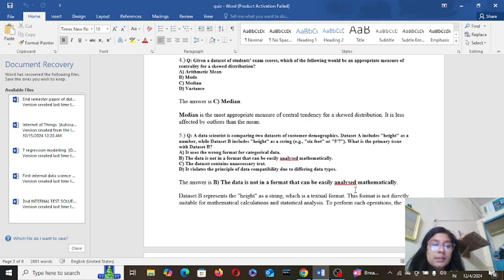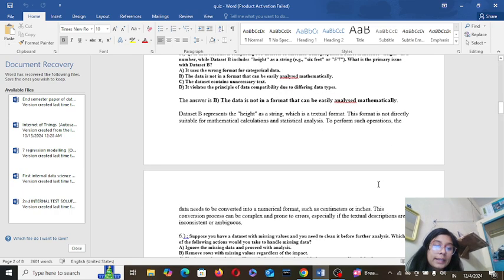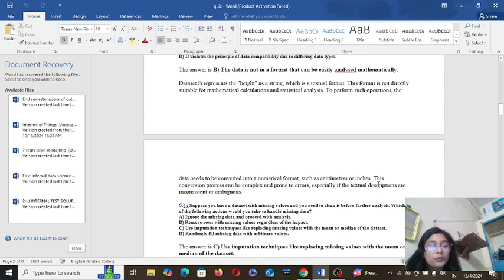The data is not in a format that can be easily analyzed mathematically, because dataset B represents the height as a string, which is a textual format, and this format is not directly suitable for mathematical calculations and statistical analysis. To perform such operations, the data needs to be converted into a numerical format.